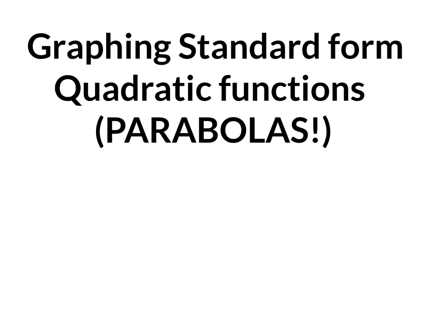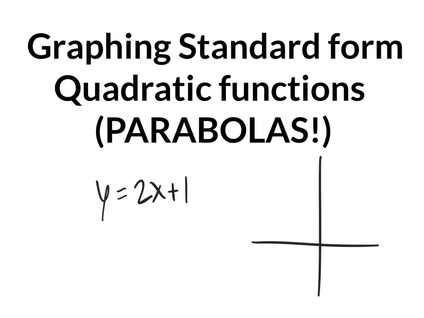Okay, guys, so we're going to be graphing standard form quadratic functions. Now, back in the past, we would graph lines, right? So if I had y equals 2x plus 1, there was a certain way of graphing that equation. The shortcut was to understand the form that it's in, and it was y equals mx plus b. And the b value tells you where it crosses your y-axis, which would be at the value of 1.